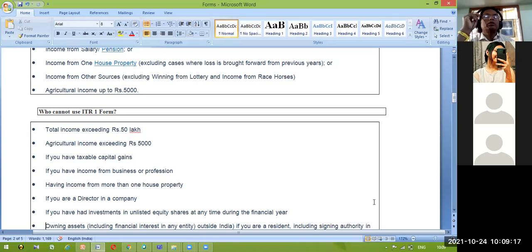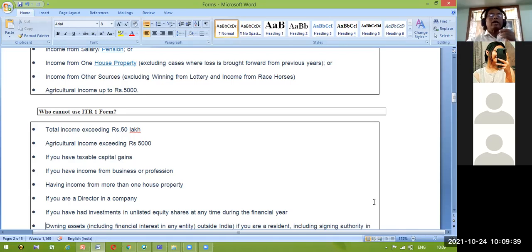If you are having income from business or profession, you cannot use ITR 1. Nothing tough or complex to understand. Just listen, study, write, and remember. Which people cannot use ITR 1? There may be a big 5-mark question: which persons cannot use ITR 1? So you should be writing these things only.